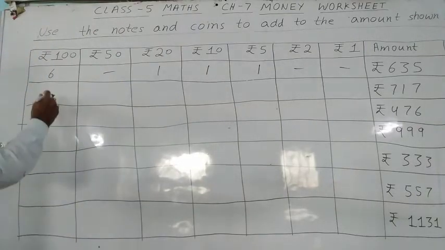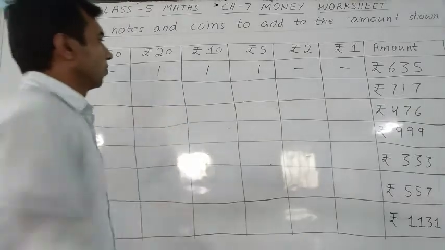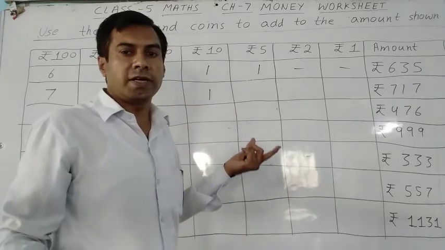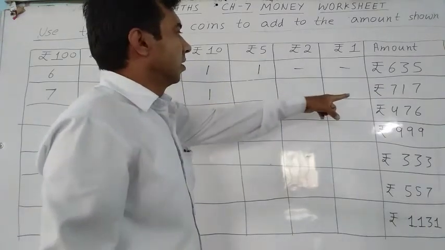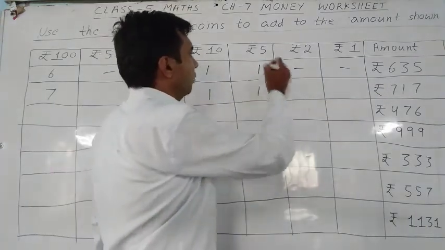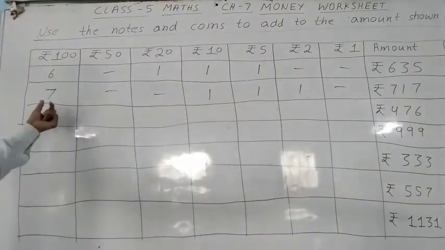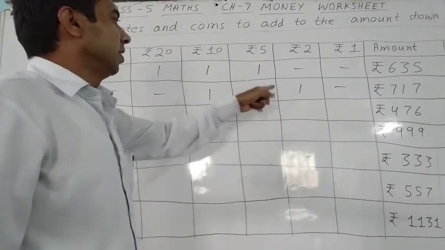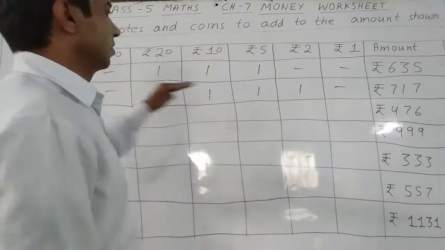717. So how much, student? 700 rupees, 7 notes of 100 rupees. Now 10 rupees note or coin, we have both coin and note. So 1 10 rupee note or coin, and how much? 1 5 rupee coin and 1 2 rupee coin. 700. See, 10 plus 5 plus 2, 17. 717. So student, in this way we can make the given amount.